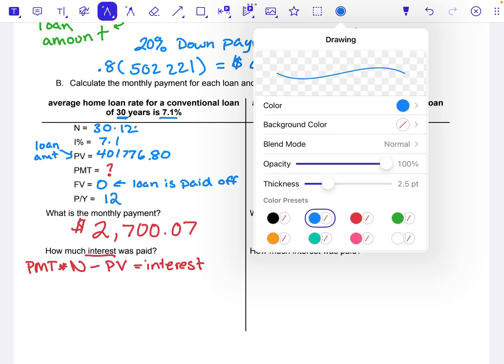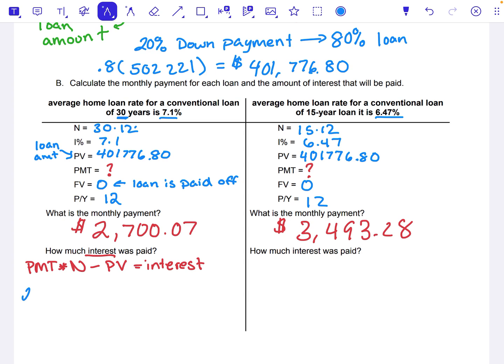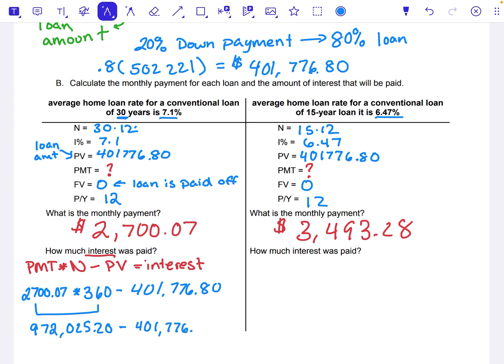So in the case of this particular problem, we would have had a payment amount of $2,700.07, and there were 360 payments, which means overall you spent $972,000 on this house. And you're like, oh my goodness, that's so much more than my loan. Yes, it is. You end up paying a good portion of interest on these loans because they're over such a long period of time. Now, if I subtract out the amount that my loan was for, I see that I ended up paying $570,248.40 in interest. So you paid more in interest on this loan than you did for the loan itself.